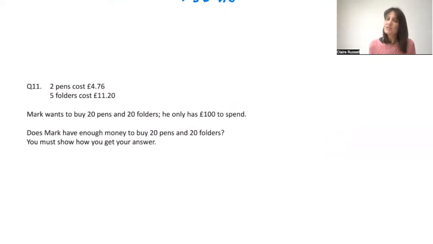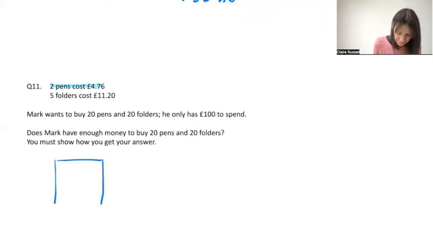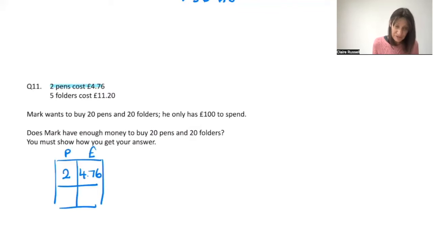Okay, so I'm going to use my boxes and labels just to structure things. Like I say, you don't have to, but I have got a fact. I know that 2 pens cost £4.76. So I'm going to put that in. So 2 pens cost £4.76. I want to buy 20 pens, so I'm going to times by 10. And timesing by 10 is just going to move that decimal point for me, isn't it? Okay.